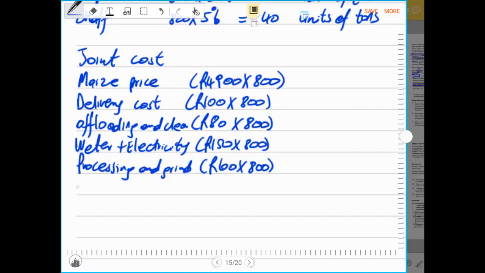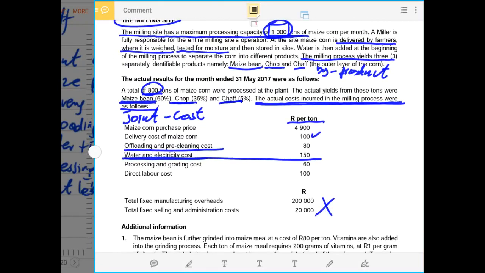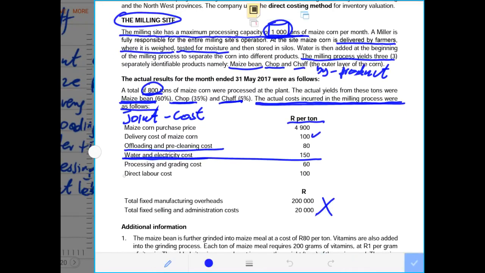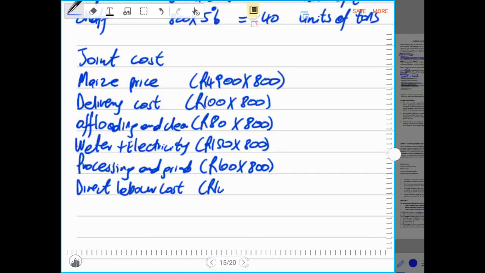And the last one is direct labor cost. Our direct labor cost is given to us. Everything is given easy for this part of the question. It is 100 rand per ton, so it will be 100 times this by 800. So now we are establishing our joint cost.